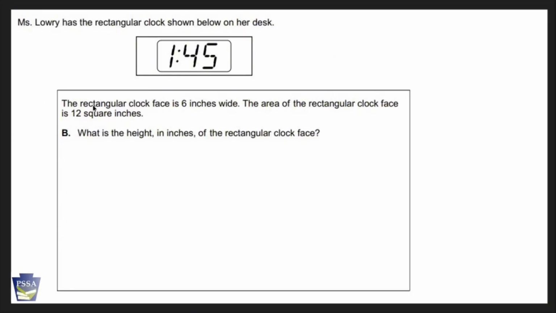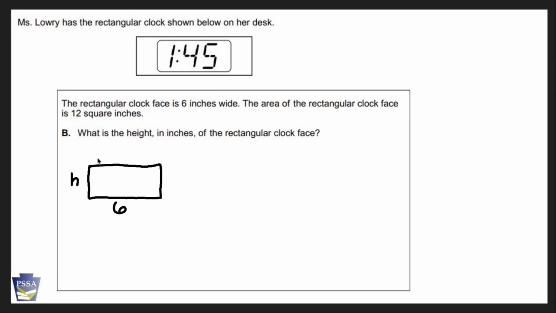Part B, same exact picture. The rectangular clock face is 6 inches wide. The area of the rectangular clock face is 12 square inches. So all right, let's draw a picture because we can. You are 6 inches wide. Now, they want to know the height, which we will pretend is the letter H. They tell us that the area is 12 square inches.